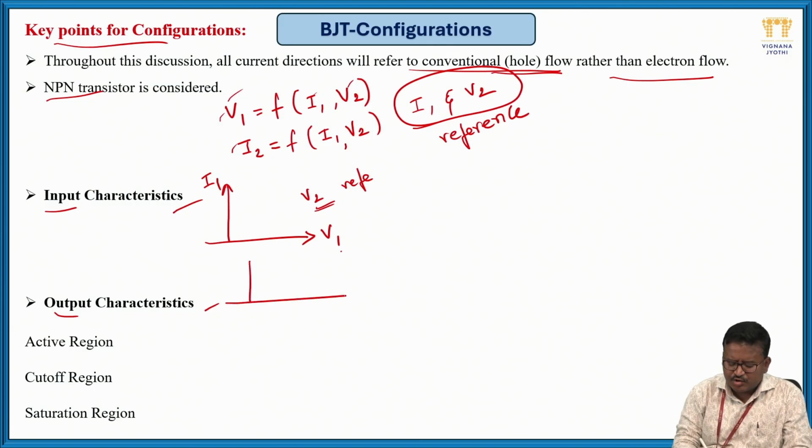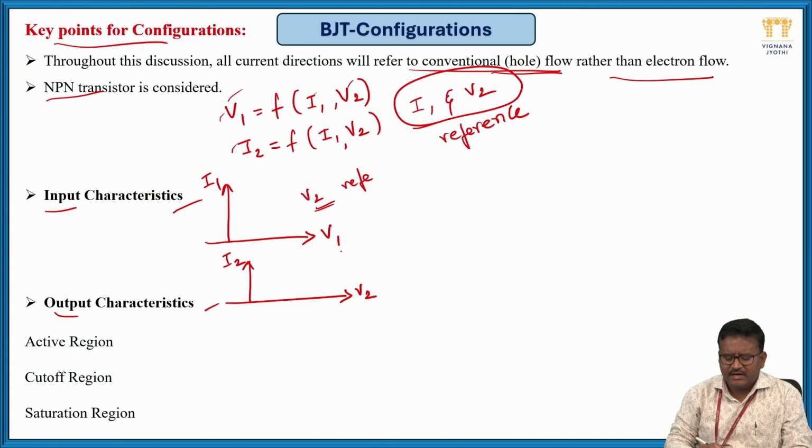Likewise, the output characteristics. It's a plot between output voltage V2 and output current I2, so it's I2 versus V2. And what parameter is taken as a reference? We already covered V2, and what else? I1. So I1 is the reference.